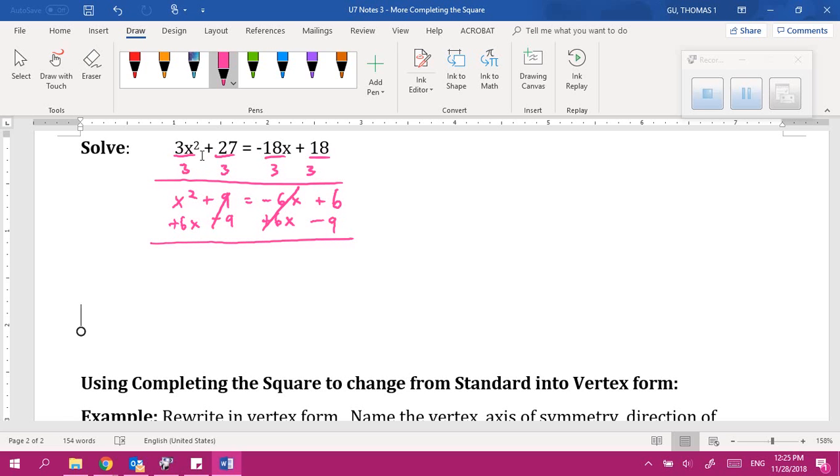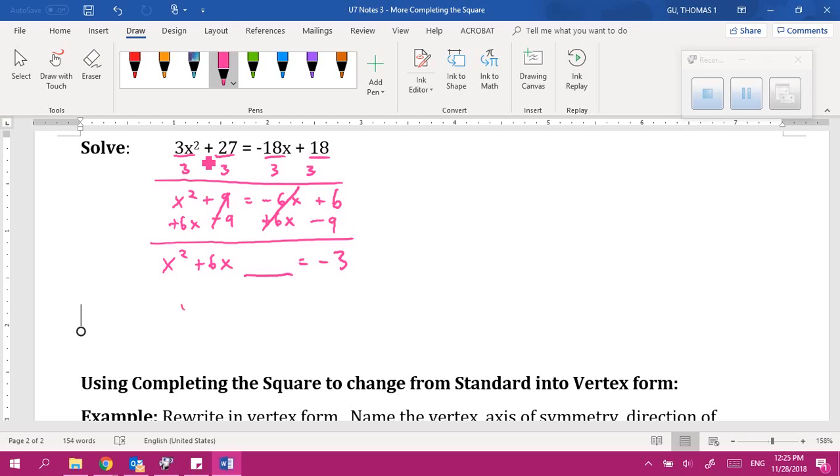So what is my new equation then? X squared plus 6x equals negative 3. That's right. So now we got x squared plus 6x, leave the blank, equals negative 3. Well, what do we want to do?